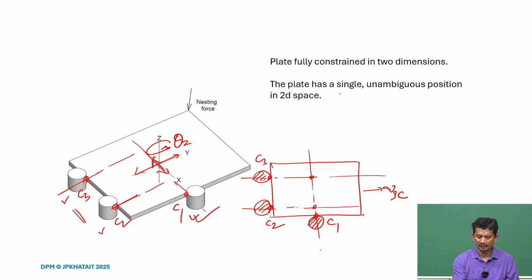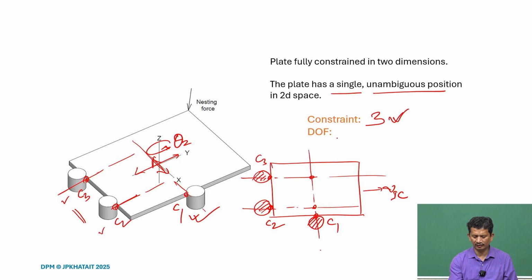We also realize that the plate has a single unambiguous position in 2D space. What does it mean? It is well defined. Every time we place the plate against these three posts, it will always go to the same location. So, the repeatability will be very high in this case. Coming to the constraints, we have three constraints and the degree of freedom is 0. We also know from the analysis that all the motions are now restricted, so there is no planar motion possible. In the planar case we have 3 degrees of freedom and 3 constraints, so 0 degrees of freedom left.